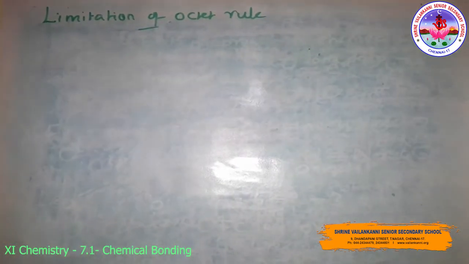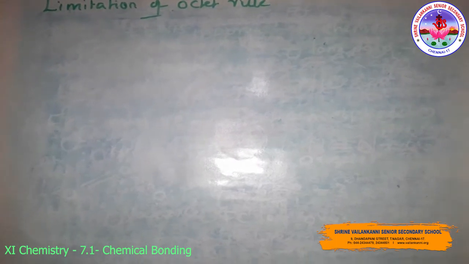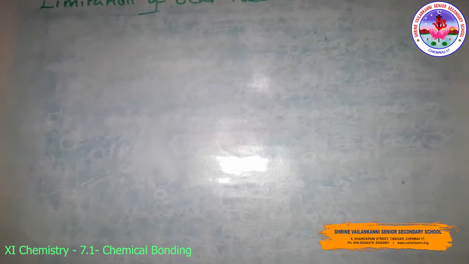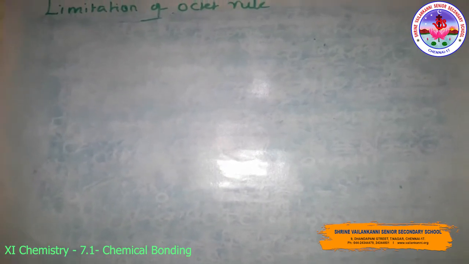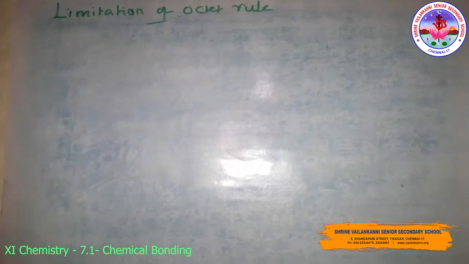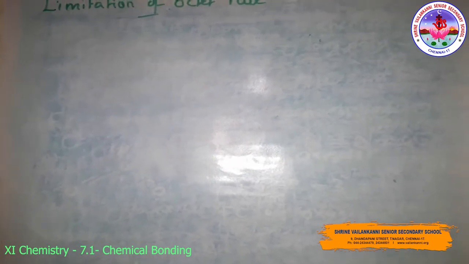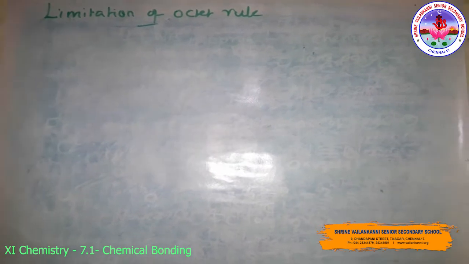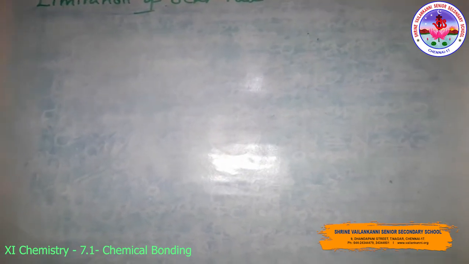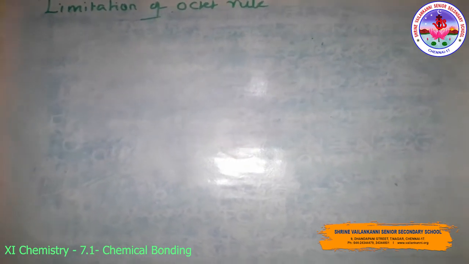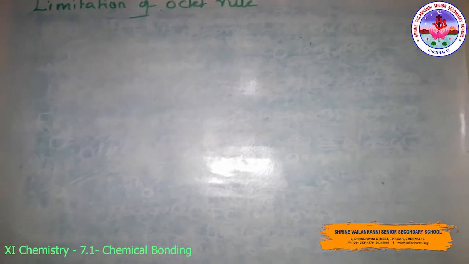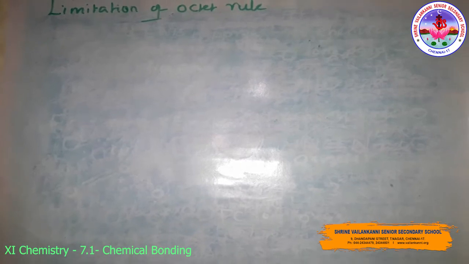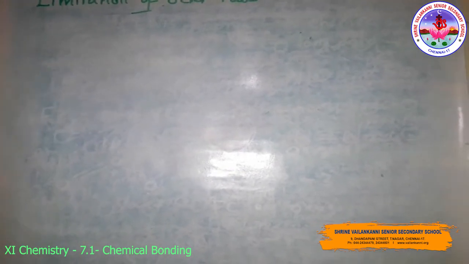Limitations of the octet rule. The octet rule, though useful, is not universal. It is quite useful for understanding the structures of most organic compounds, and it applies mainly to the second period elements of the periodic table. Here there are three types of exceptions to the octet rule. One is the incomplete octet of the central atom. Second is the odd electron molecule.